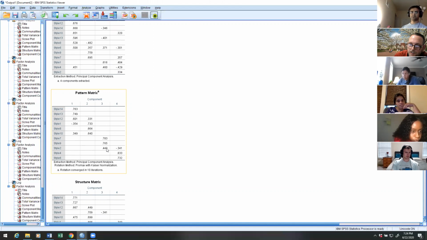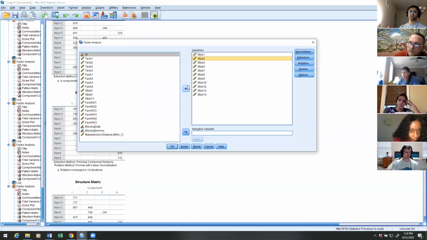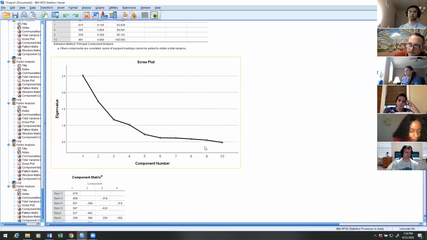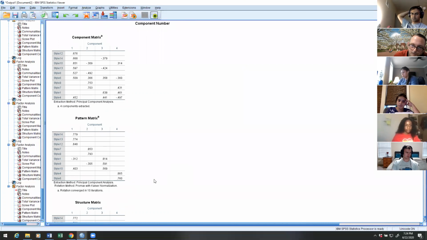Finally, we'll take style 2 out of here and just see what happens. All right, so we've got four factors. They seem to really break just right here a bit. Again, this is not pretty, and I can't remember what your final solutions were on these style items, but they're ugly.